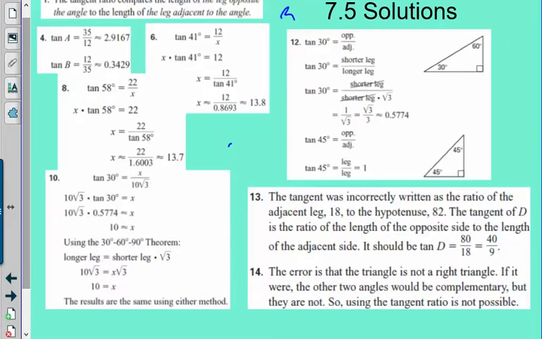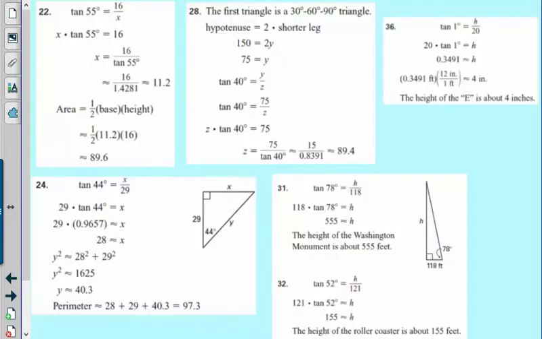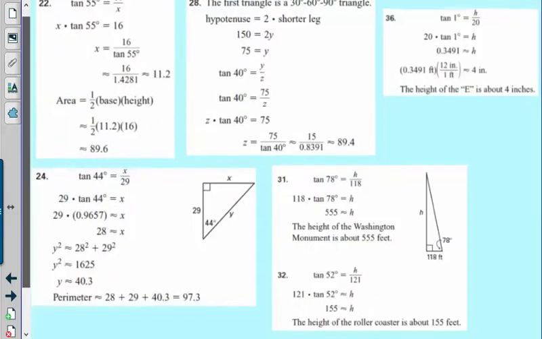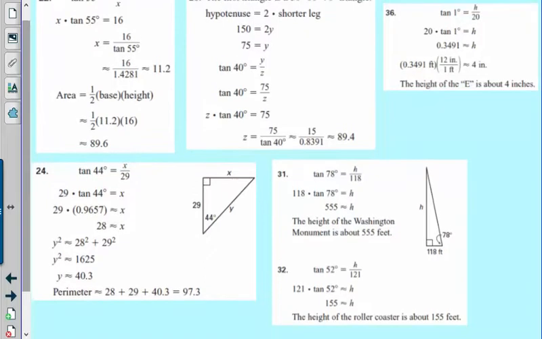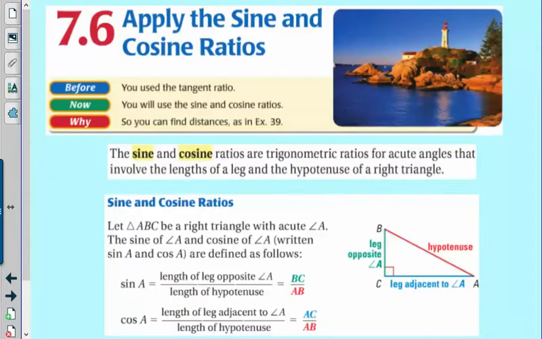Here are the answers to 7.5. Let me know if you guys have any questions on this. If 7.5 went well for you, 7.6 is very, very similar. The only difference between today and yesterday is that we're going to incorporate the hypotenuse. So we're going to introduce sine and cosine ratios.